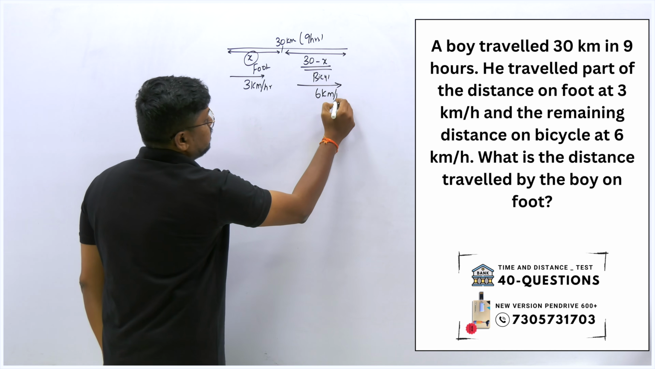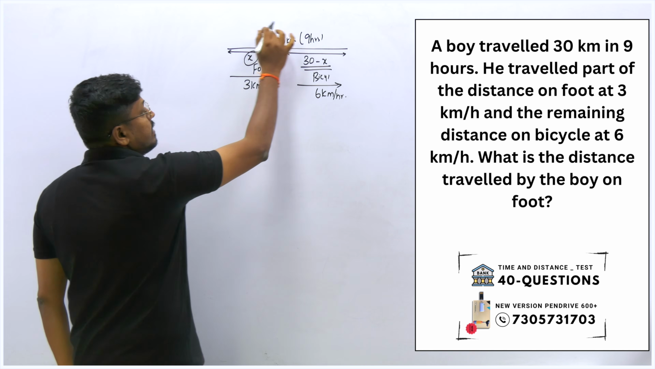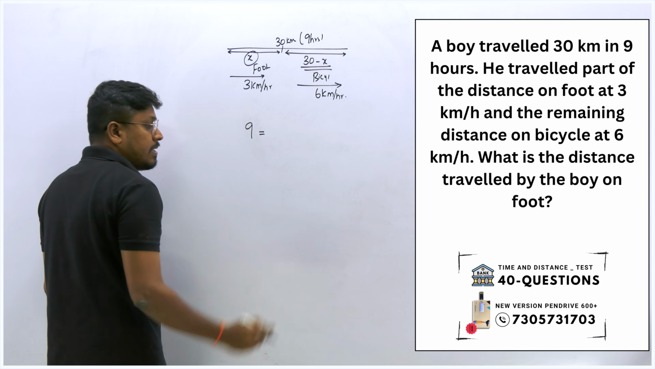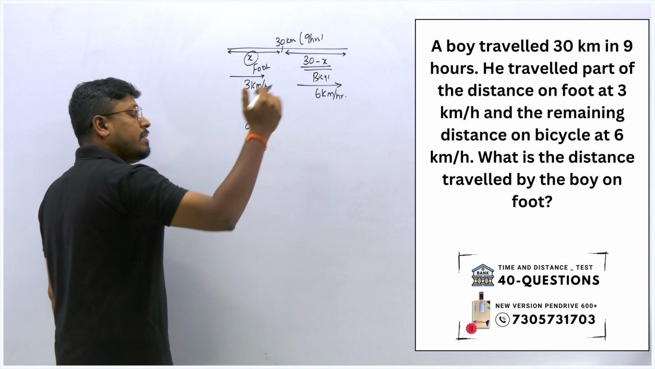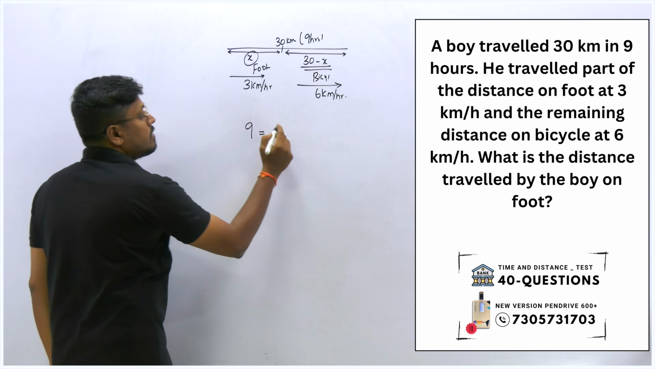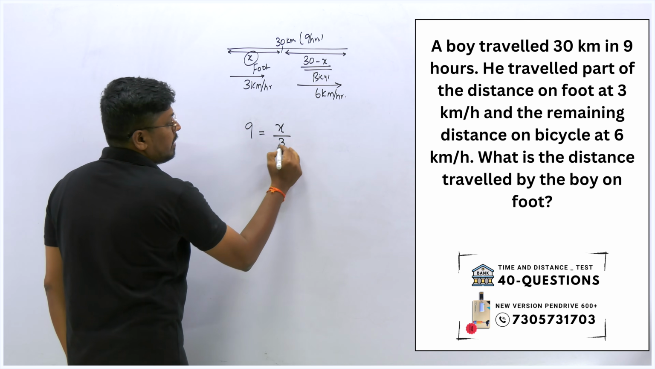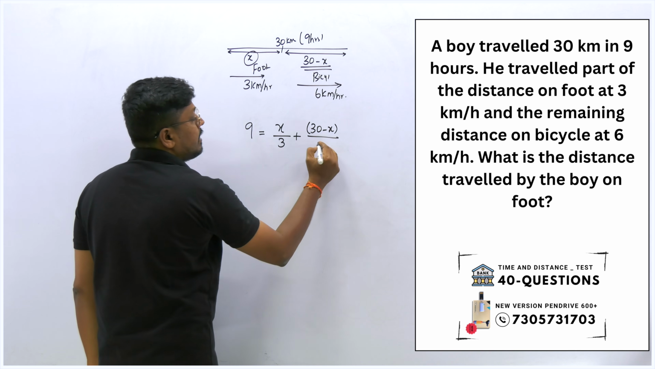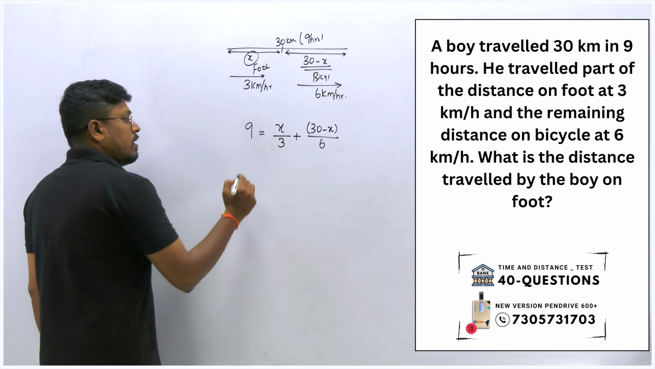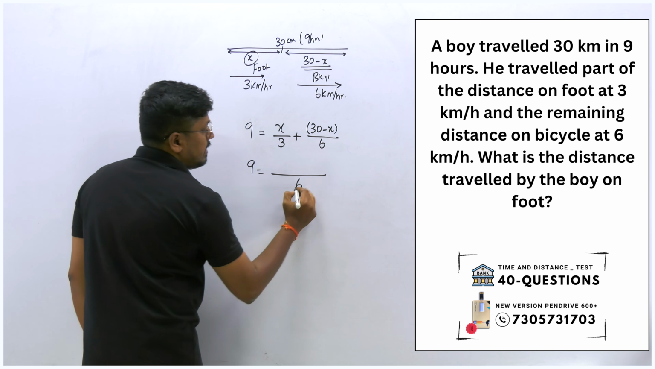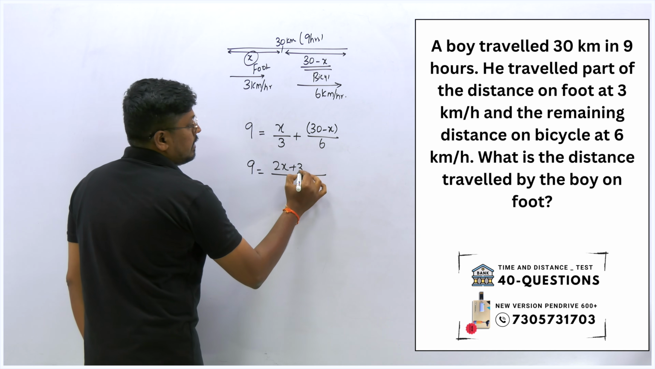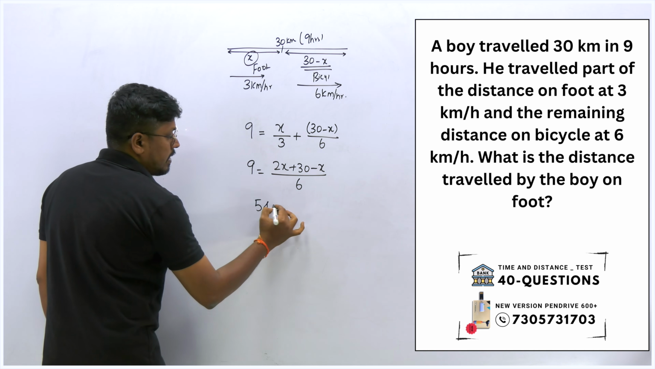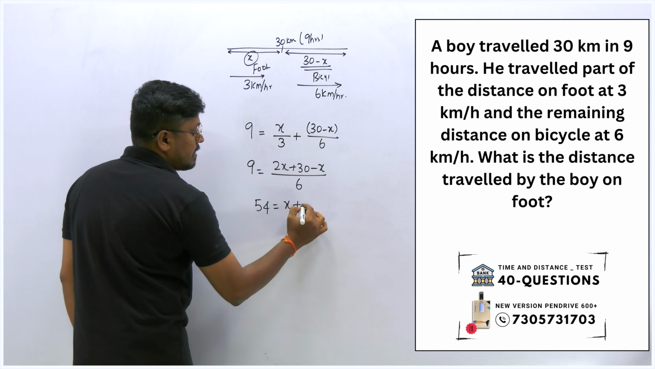6 km per hour. Now we know the total time is 9 hours. Speed is equal to distance by time, so time is equal to distance by speed. The first distance, x, on foot, he traveled at 3 km per hour, and the second distance, 30 minus x, was traveled at 6 km per hour. Now we can take the LCM as 6 here. So 2x plus 30 minus x, this will be 9 into 6 are 54, is equal to 2x minus x will be x plus 30.